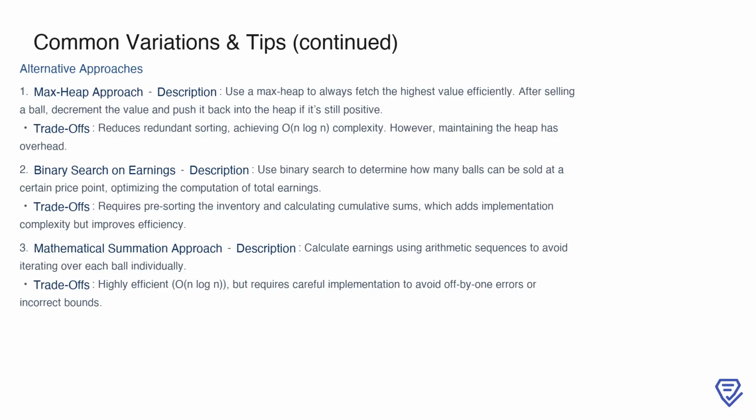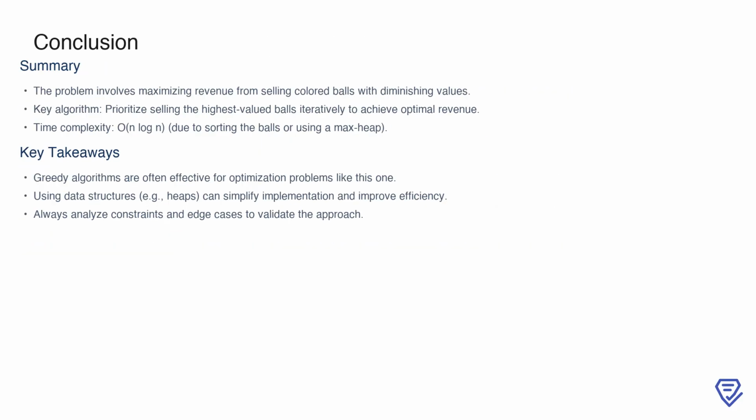Finally, you can use a mathematical summation approach, leveraging arithmetic sequences to calculate earnings without iterating over each ball individually. This method is highly efficient, often achieving O(n log n), but it requires careful attention to detail to avoid off-by-one errors or boundary issues. Each of these approaches has its trade-offs, so choose the one that best fits the problem constraints and your own strengths. Great job! We've tackled problem number 1648 and learned how to optimize revenue using a greedy strategy.